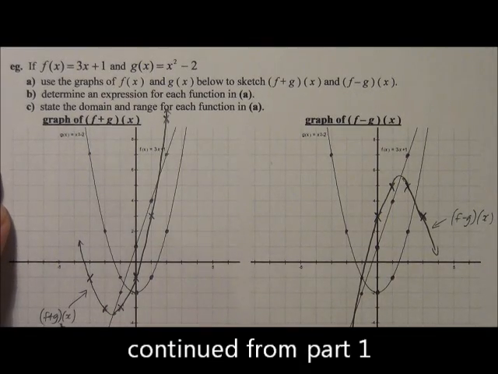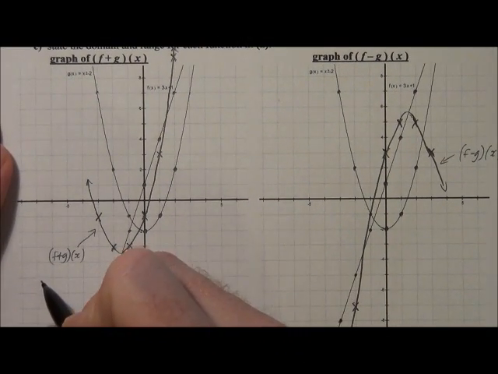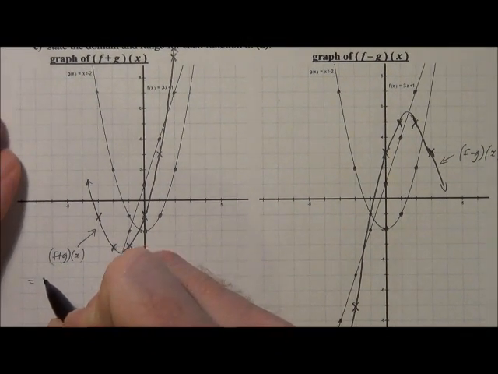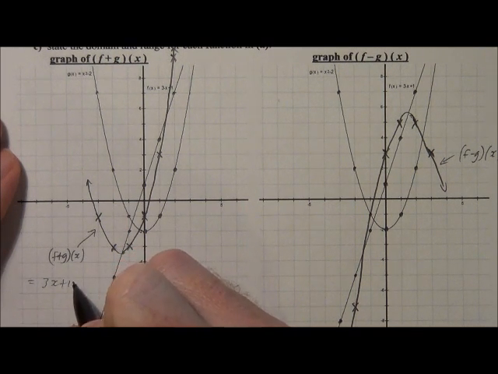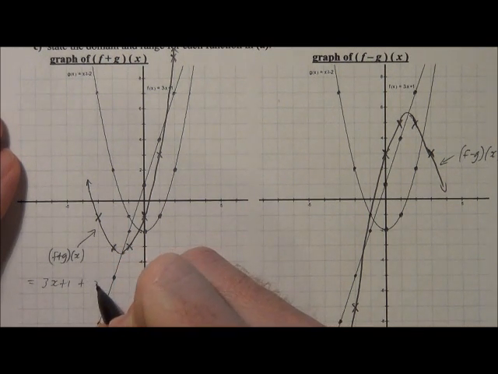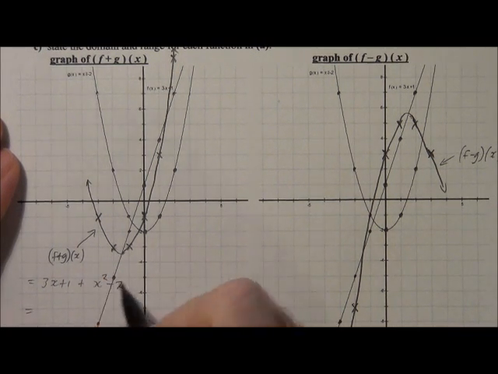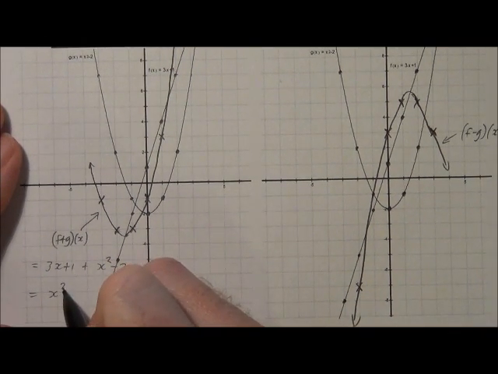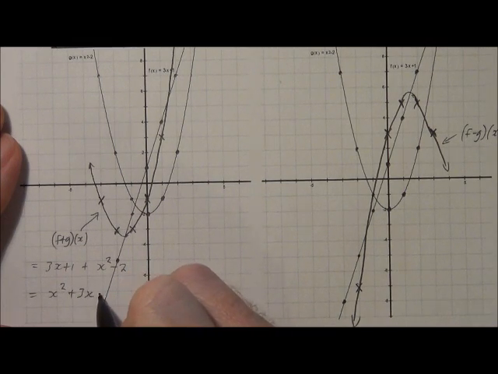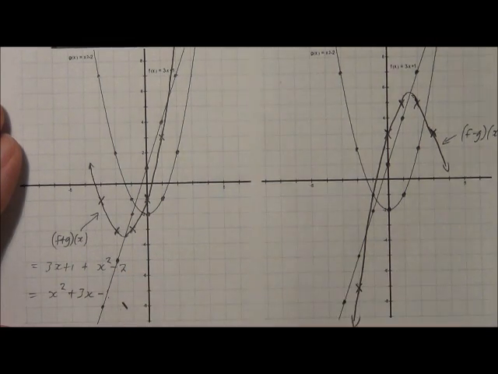Together. So f plus g of x will be f of x, 3x plus 1, plus g of x, which is x squared minus 2. Just combine like terms and add them together, so we get x squared plus 3x plus minus 1.